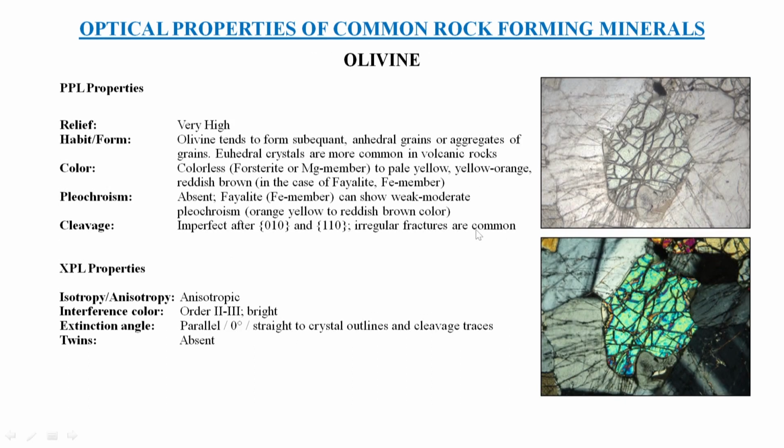In case of olivine again, you can see the grain boundaries are very well defined, so you can say the relief is very high. They are generally equant, subhedral to anhedral. They are generally colorless, but some coloring can also be found depending on the presence of iron and magnesium, depending on their relative percentage. Obviously one set of cleavage is present, but it is not very regular, or imperfect.